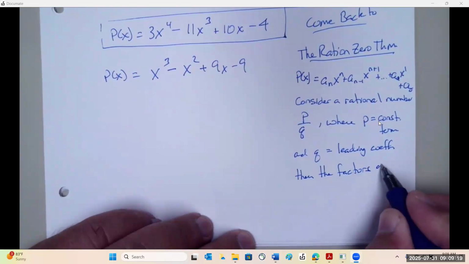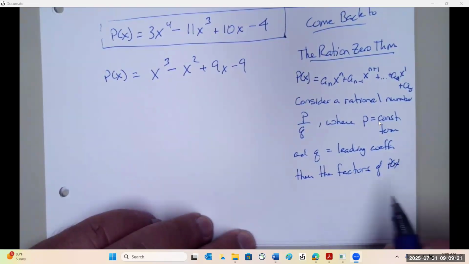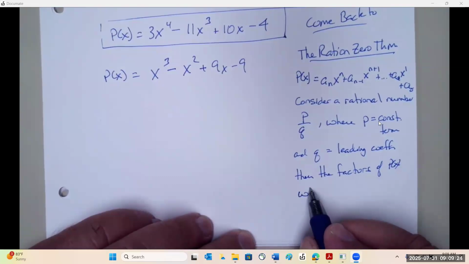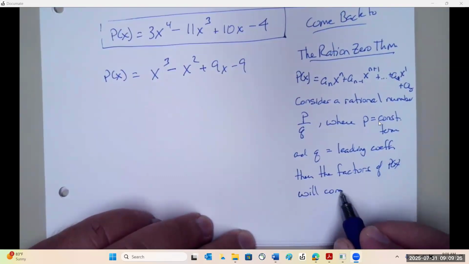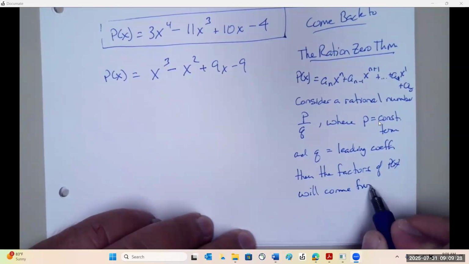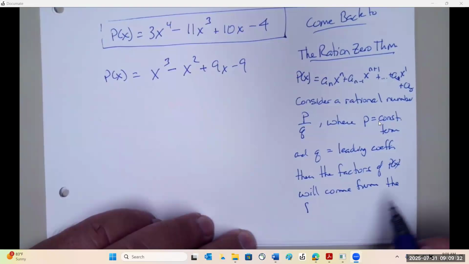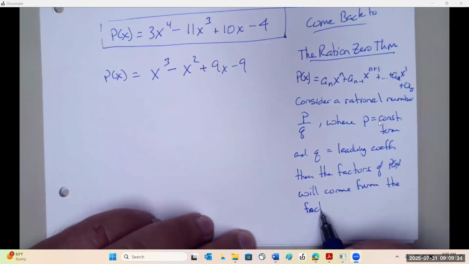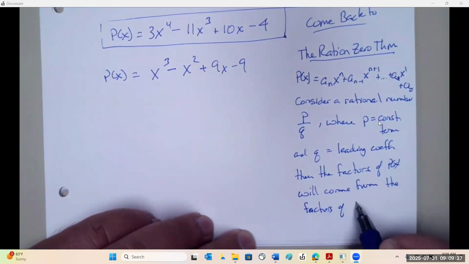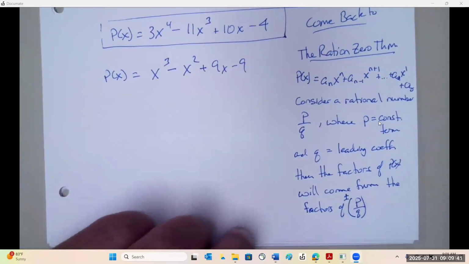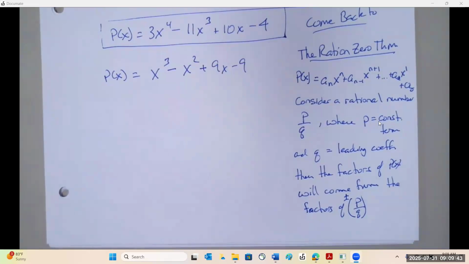Then the factors of P of X will come from the factors of P over Q, plus or minus P over Q. Okay, that sounds pretty strange right now, but once you see what matters.